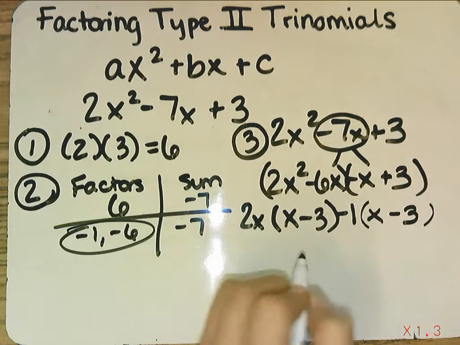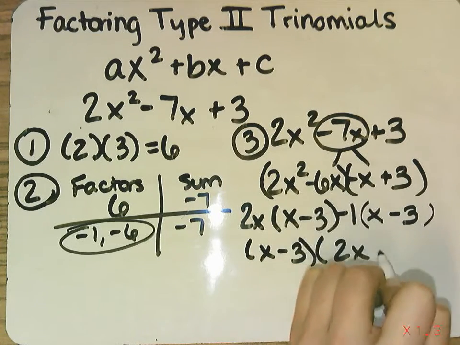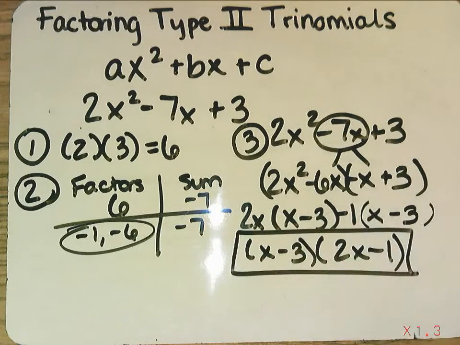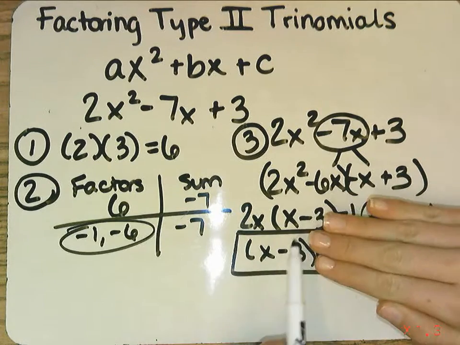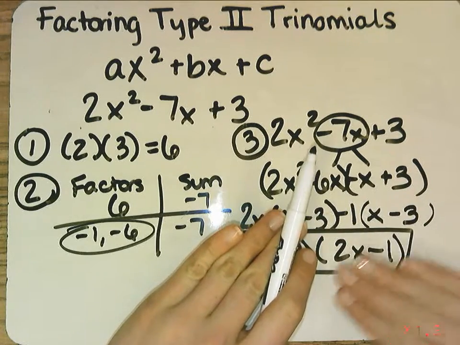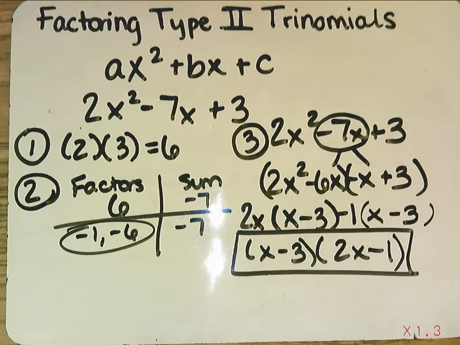So now I'm going to look at my two terms. I have a common factor of x minus 3, and what's left is 2x minus 1. So this is your final answer for writing this polynomial in fully factored form. I know that I'm fully factored because when I look at my two factors, neither of them have a common factor greater than 1. When I look at x minus 3, their greatest common factor is 1. When I look at 2x minus 1, their greatest common factor is also 1, so I know I'm fully factored.